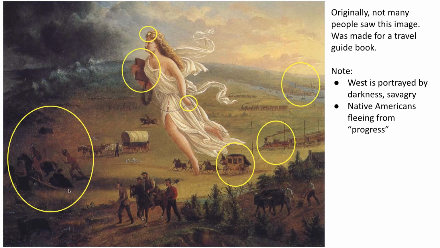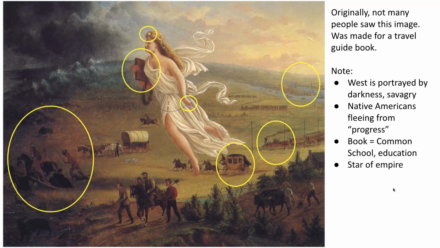You see our Native Americans are fleeing from this quote unquote progress. There's some beasts here as well. This is probably a buffalo or bison. So this idea that these people that are moving west are going to be taming this wild land. Note that she's carrying a book. So this is telling us that we're bringing the common school west, higher literacy rates, more education.